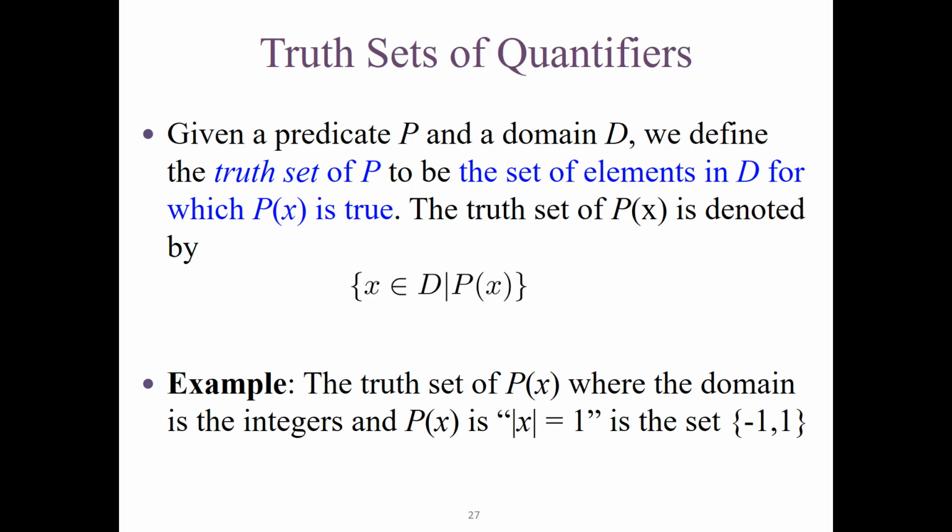Let's see the example. In the truth set of P(x), where the domain is the integers and P(x) is the absolute value of x equals 1, then we can collect all x in the domain that follow the predicate: the absolute value of x is 1. So eventually in this set, we will have -1 and 1. Because for the domain of all integers, only -1 and 1 follow the property that the absolute value of x equals 1.